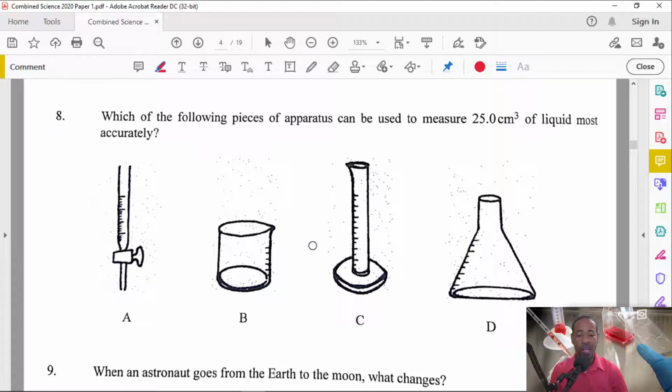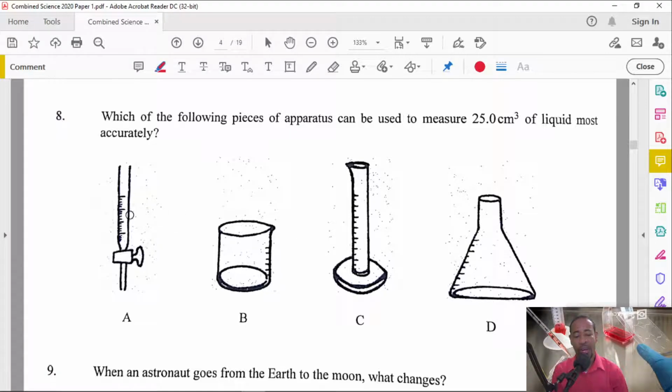If you look at the equipment real quick, the first one here is a burette. A burette is used to measure precise volumes of liquids, and there's a reason behind that. So let's compare all of these: a beaker, a measuring cylinder, and a conical flask.